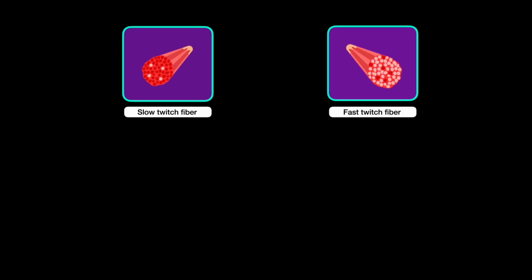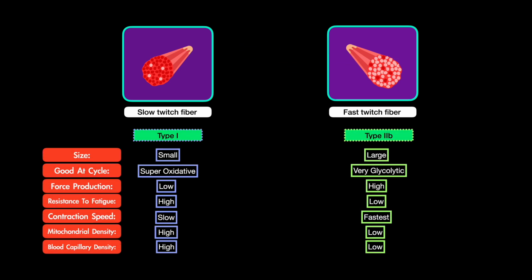Anaerobic metabolism is preferably used by muscle cells to get energy from. However, not all muscle cells are equal. There are slow twitch muscle fiber and fast twitch muscle fiber. Slow twitch fiber is type 1 muscle fibers that preferentially run on aerobic pathways for energy. They're small in size, super oxidative, low force production, high resistance to fatigue, having slow contraction speed with high both mitochondrial density and capillary density.